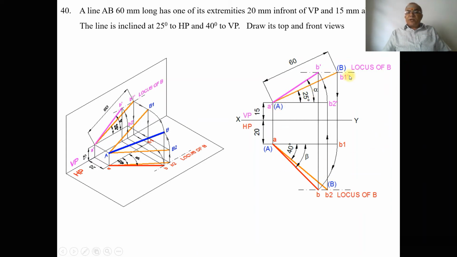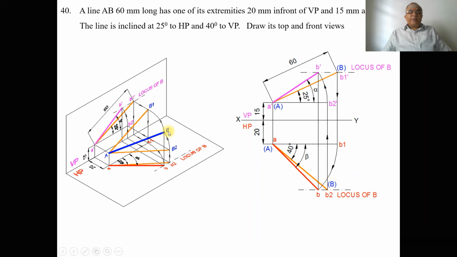But the top view of A dash B1 dash is AB1. Due to the presence of the locus of B in the top view, what happens? The point B1 will not be here. The point B1 should lie on the locus of B. So with A as center and AB1 as the radius, you rotate such that this B1 touches the locus of B in the top view. You can see here, I have been showing that through the mouse. AB1 will be rotated such that it touches the locus of B in the top view.